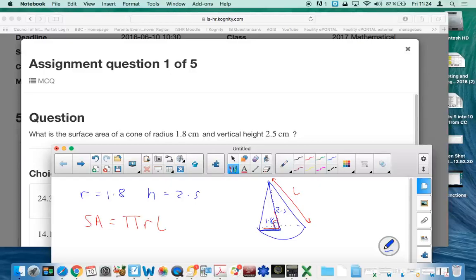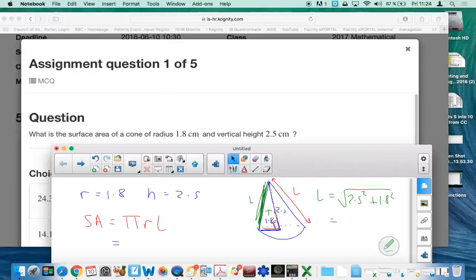And that's the difference between what you might have done in grade 9 and what you've got to do in studies. There's a piece of missing information that you've got to find before you can actually use that formula. So if you want to get the slant height of this thing here, you're going to use Pythagoras' theorem. Over at the side, L is going to be the square root of, now if you're calculating the hypotenuse, add the two shorter sides, 2.5 squared plus 1.8 squared. So that's going to give us that piece of information.